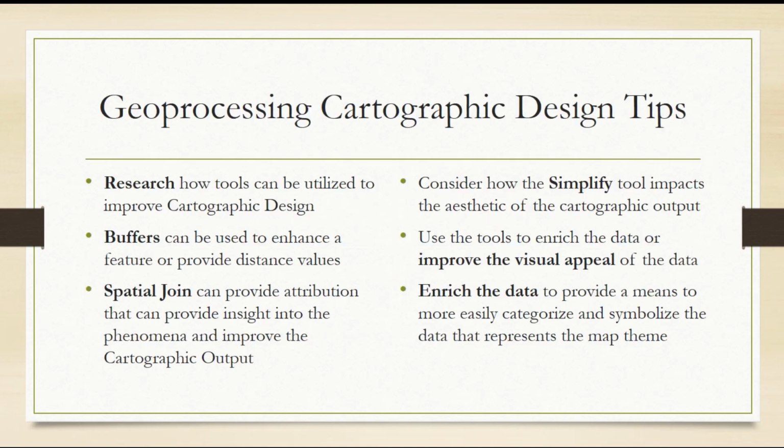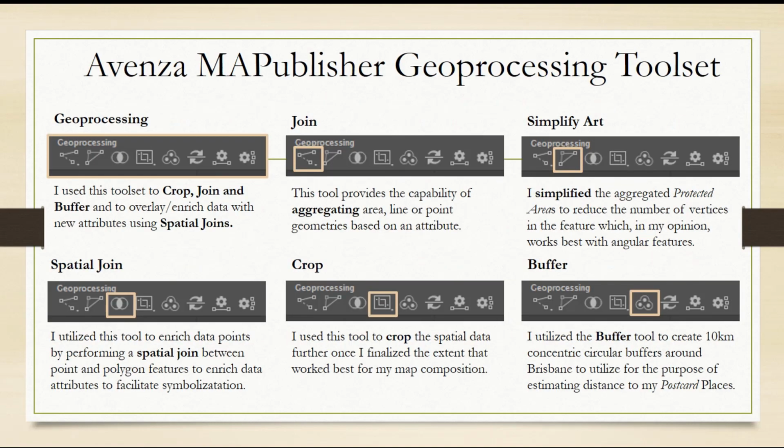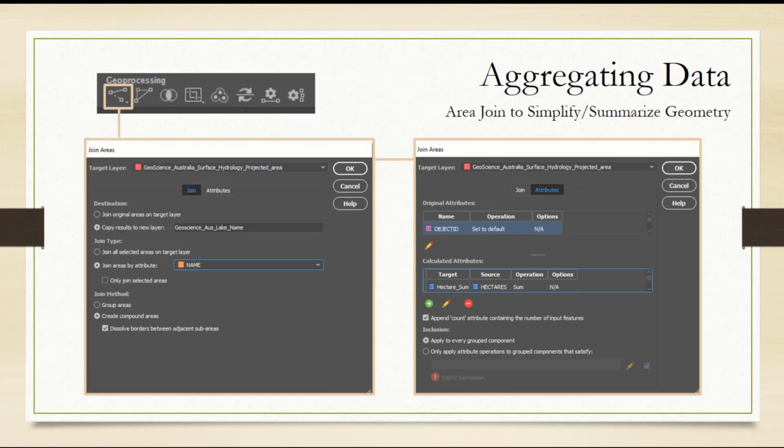The functionality of the geoprocessing toolset can be utilized to enhance or simplify the cartographic output, or to provide analytical information to enrich features for the purposes of categorization, symbolization, or statistical summarization. The geoprocessing toolset provides useful functionality for the generalization and simplification phase.